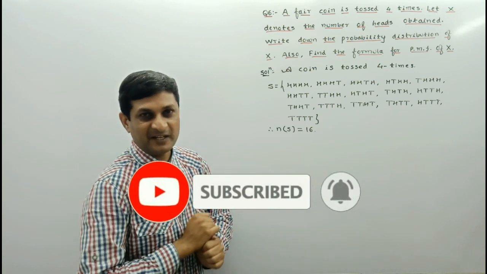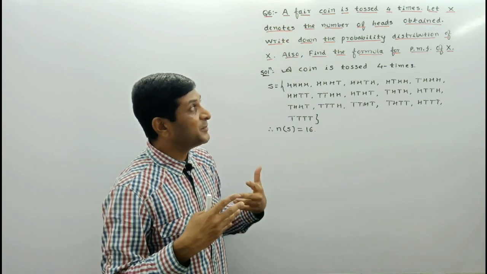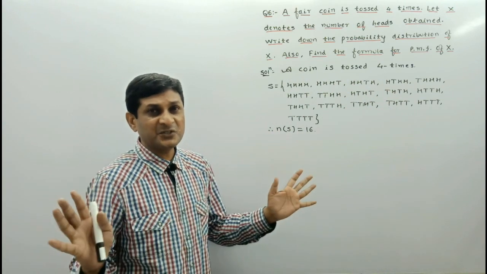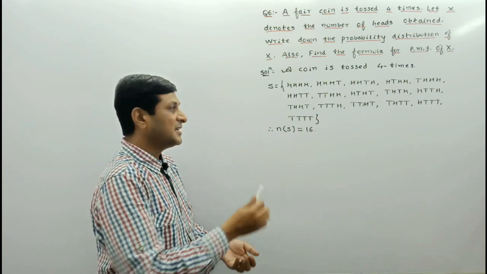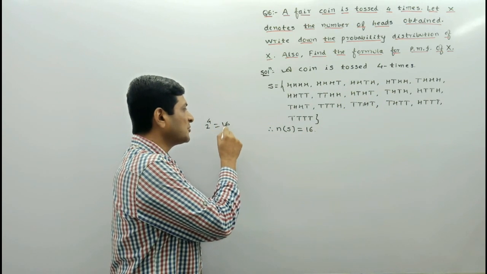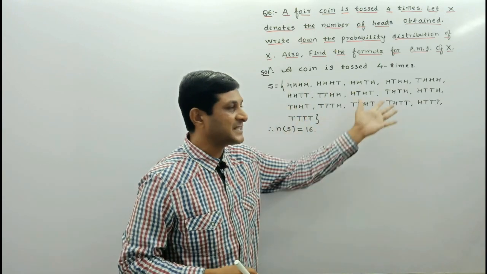Well, observe question number 6. In this question, a fair coin is tossed how many times? 4 times. Let us see how many possible results there are. If a coin is tossed 4 times, we get 2 raised to power 4, which is equal to 16. We get 16 possible results, and all these 16 results are written here.